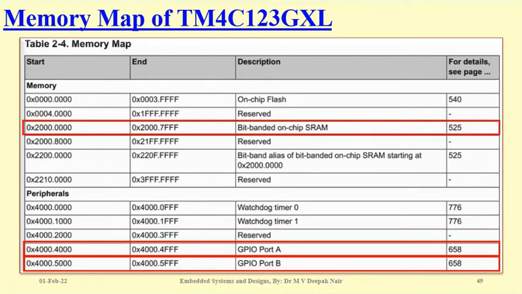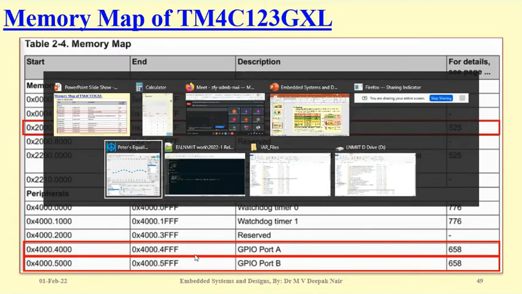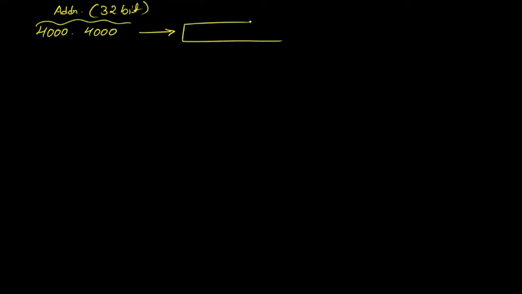Let me briefly remind you, and clear this thing. The starting address is this address for port A, right? This is the address, and it is a 32-bit address. Clear? In this 32-bit address, there is a register, and this register is also a 32-bit register.